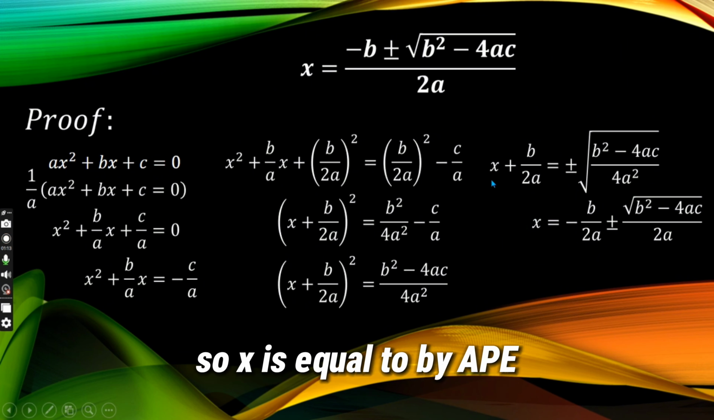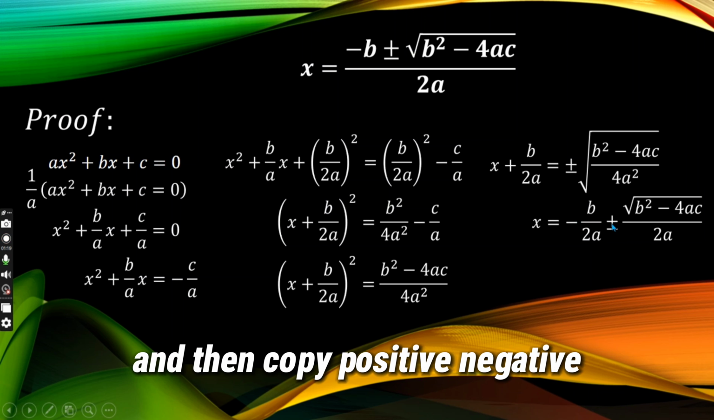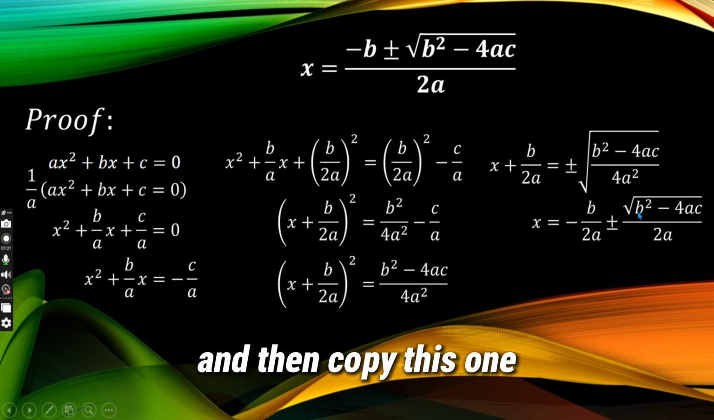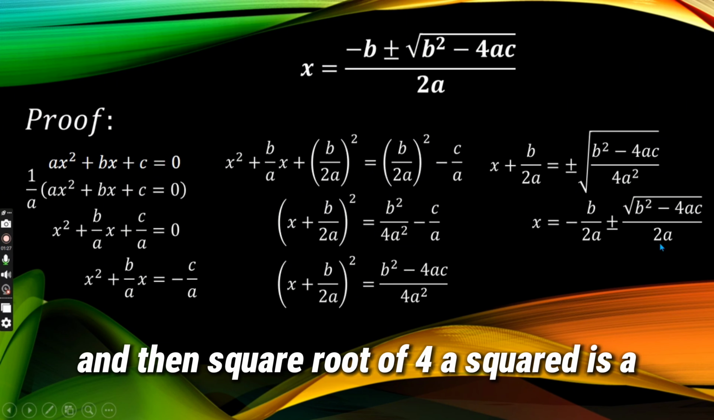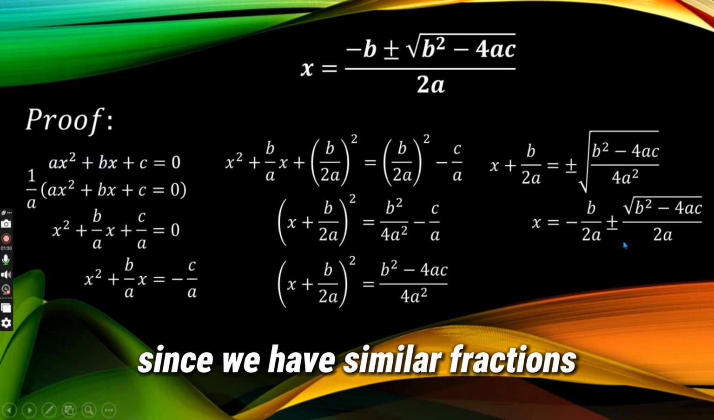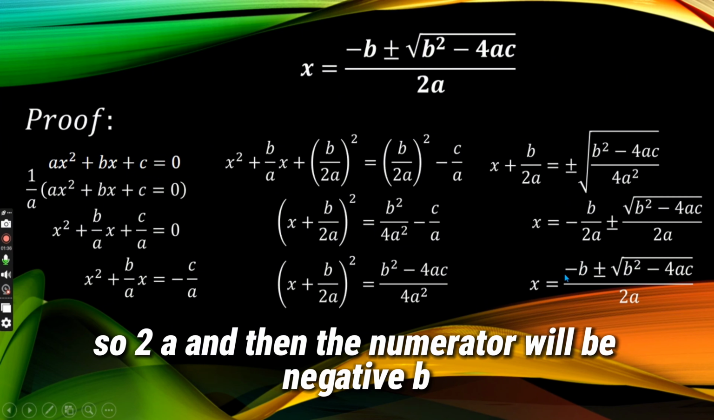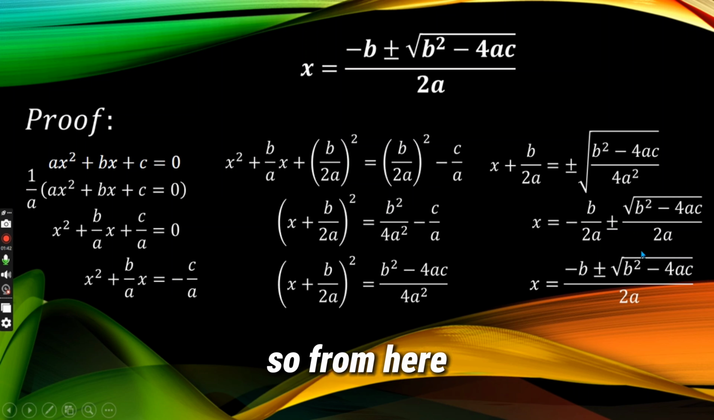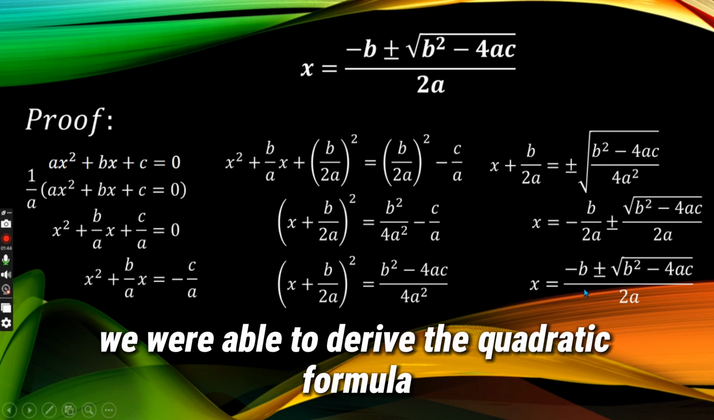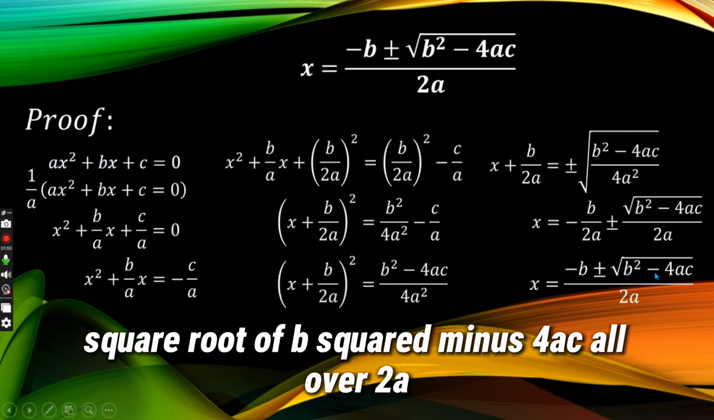So x is equal to, by APE, negative b over 2a, and then copy positive negative, and then copy this, square root of b squared minus 4ac, and the square root of 4a squared is 2a. Since we have similar fractions, we can copy the denominator 2a, and the numerator will be negative b positive negative square root of b squared minus 4ac. So from here, we were able to derive the quadratic formula: x is equal to negative b positive negative square root of b squared minus 4ac all over 2a.